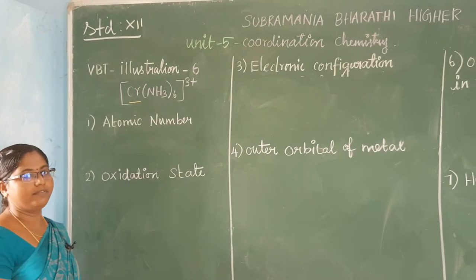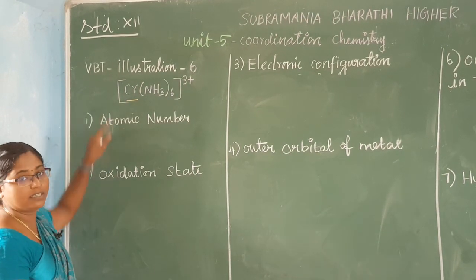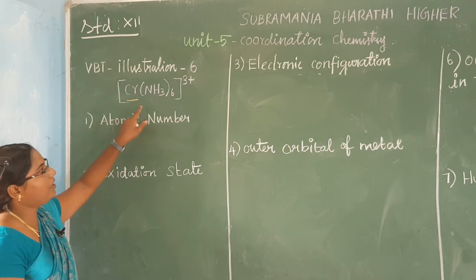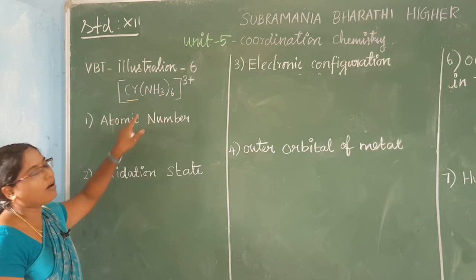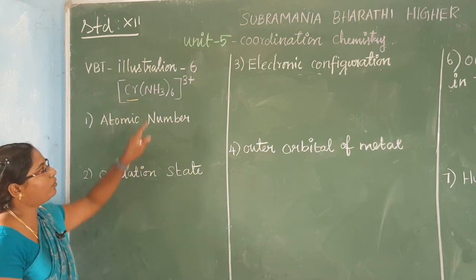Okay, already we have seen a lot of examples, and this is your book back question. This is the fifth question in your book back. They are asking to find out whether this compound is paramagnetic or diamagnetic. Okay, let us find the solution for this problem.